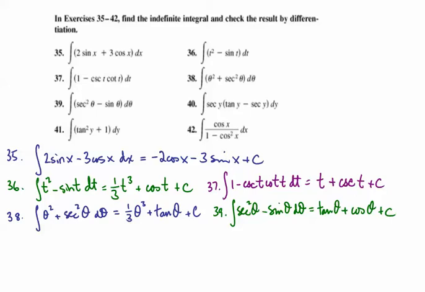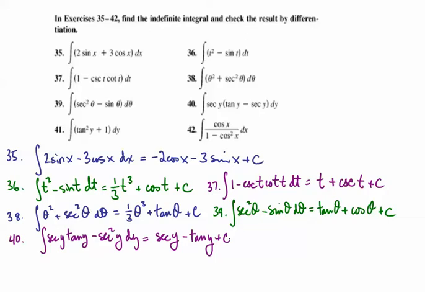And number 40. For number 40, we're going to want to multiply that out. So secant y tan y minus secant squared of y dy. Again, we ask which function has a derivative of secant tan, and that would just be secant. So that is secant y. And then which function has the derivative of secant squared? That's tangent. In this case it would be negative tan y plus c.